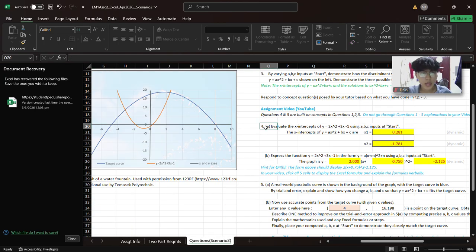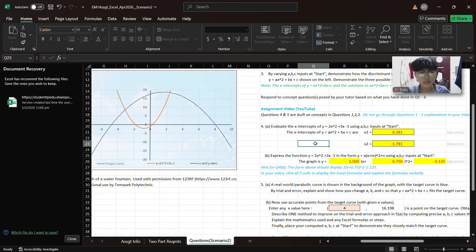So for 4a, to get the x-intercepts of y, which are x1 and x2, I use the quadratic formula: minus b plus or minus the square root of b squared minus 4ac, all divided by 2a. For x1, I use the formula with the plus sign, and for x2, I use the same formula but this time with the negative.